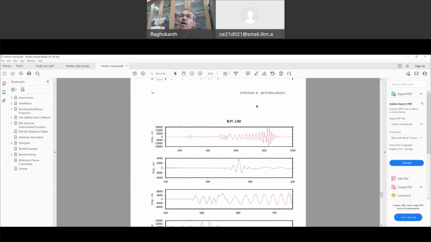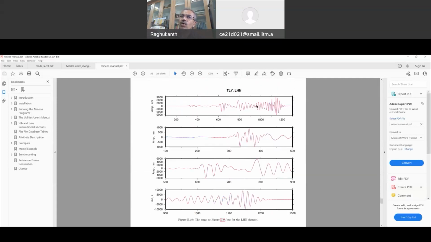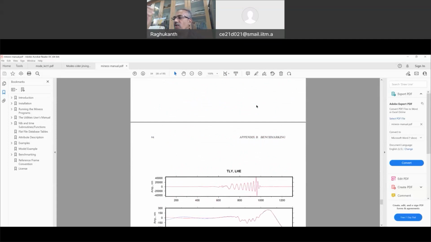I suggest all of you go through this. I will be sending you that program also, or it is available on GitHub. If you type MINEOS, you can download that software. It has already been implemented. You just run this and get me the normal modes for planet Earth, our Moon, and Mars. This is going to be your next assignment.